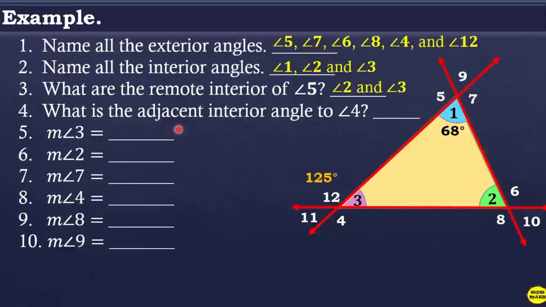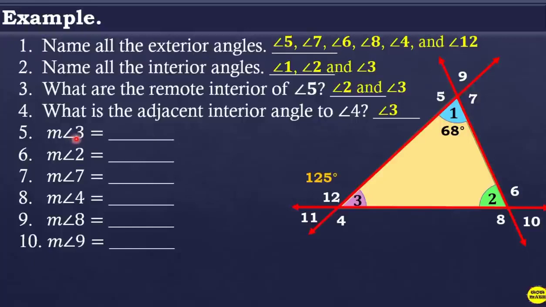And then, what is the adjacent interior angle to angle 4? So, if this is your angle 4, ang sabi naman dito adjacent, ibig sabihin katabi. So, yung interior angle na katabi ni angle 4, and that is angle 3. So, since hindi naman sinabing remote interior, ibig sabihin hindi siya angle 1 and 2. Okay, so that is the difference between adjacent interior angle and remote interior angles.